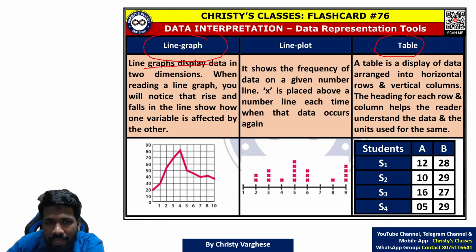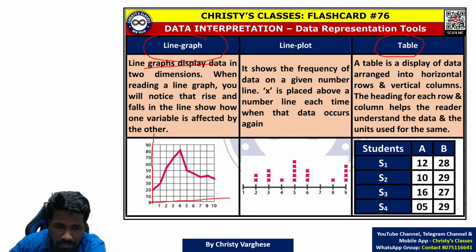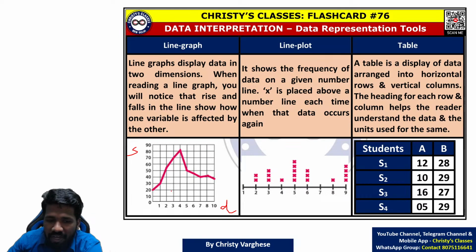Line graphs are actually displayed in 2 dimensions. So if this is x and this is y dimension, when reading a line graph, you will notice that rise and fall in the lines show how one variable is affected by the other. For example, here 0 to 1, we don't know what the units are. Maybe this is distance and speed, a distance speed graph.